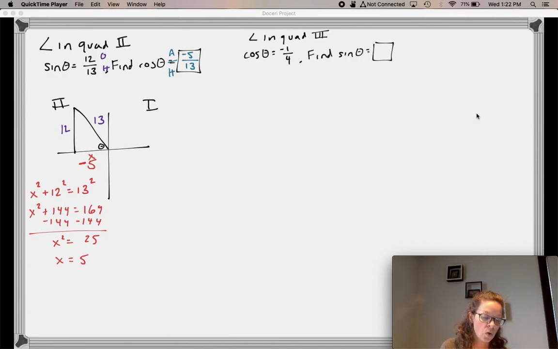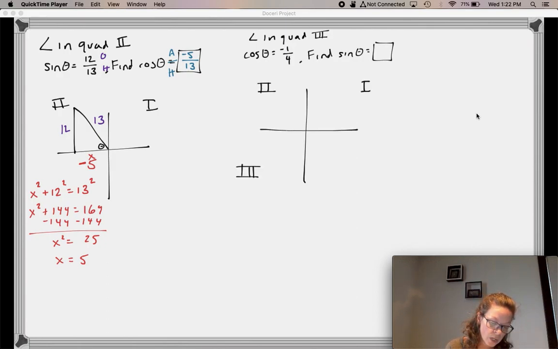All right, so let's start by drawing our picture. Quadrant 1, 2, 3. So draw a triangle, connect to the x-axis. Theta goes next to the origin. Cosine in this triangle, cosine is adjacent over hypotenuse. So this time the adjacent is negative 1 and the hypotenuse is 4.